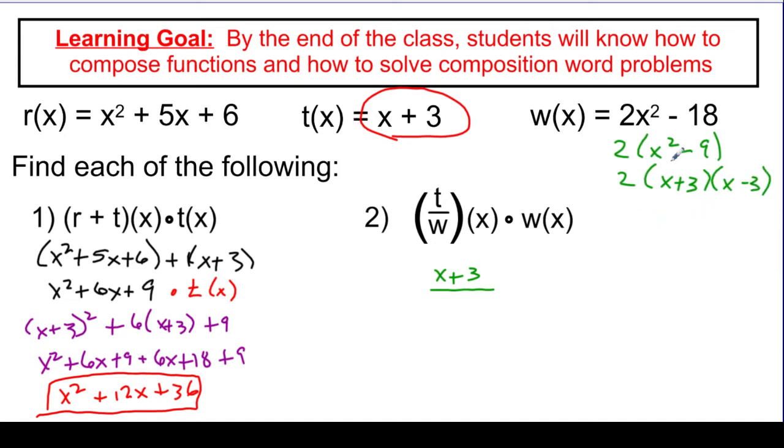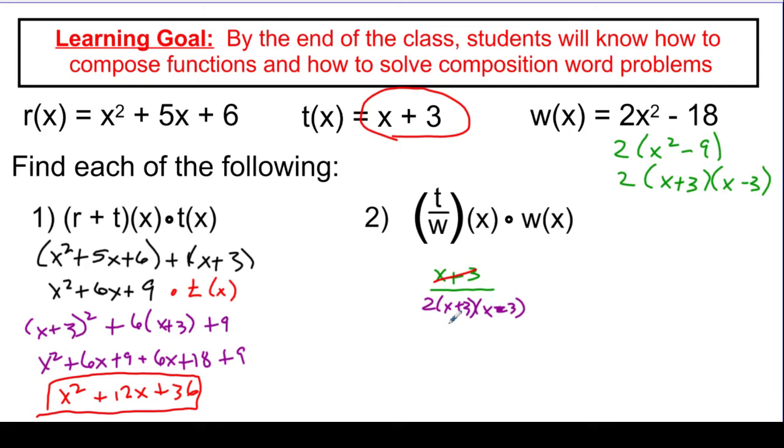I'm doing that work up here, so if I ever need to use w again in a division problem, it's already been factored, and I can just use this version. So I'm going to place that on the bottom now. That is 2 times x plus 3 times x minus 3. And if you remember, the rules say that if anything matches, cancel it out.